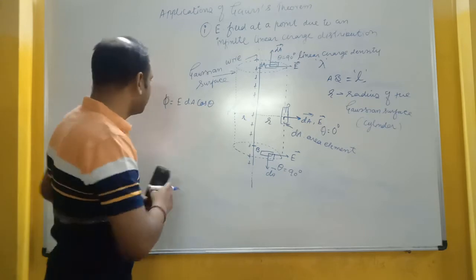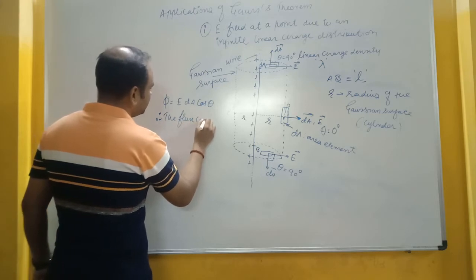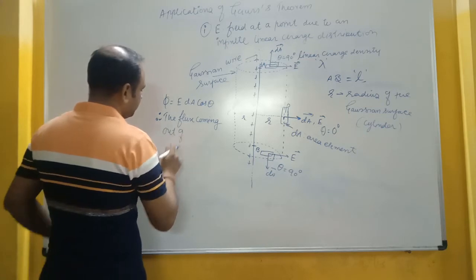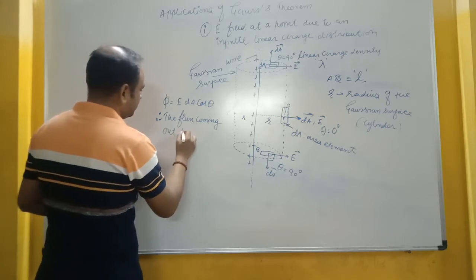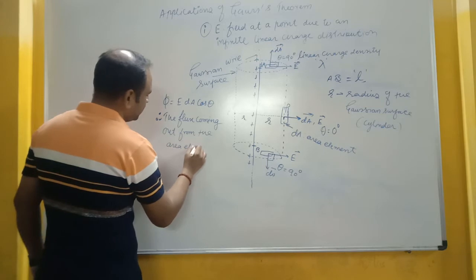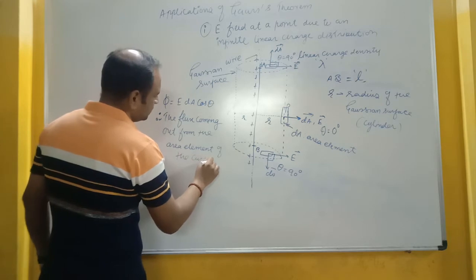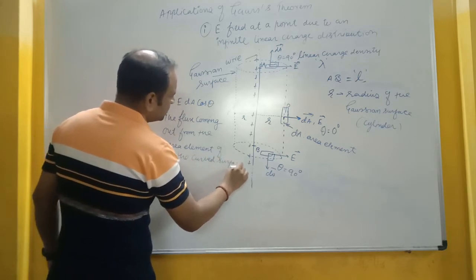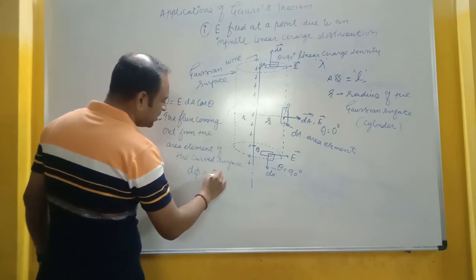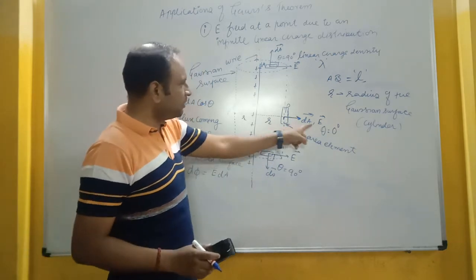And therefore the flux coming out from the area element of the curved surface would be equal to, suppose d phi is that flux, so d phi would be equal to E multiplied by dA, because theta is equal to 0, so cos 0 would be equal to 1, so it would be equal to E into dA.